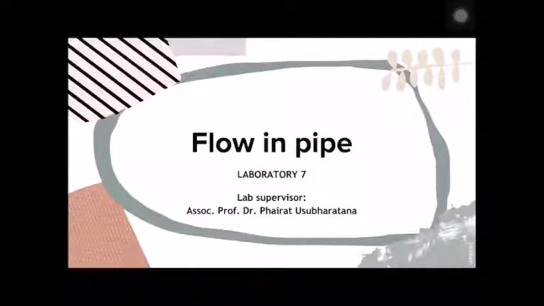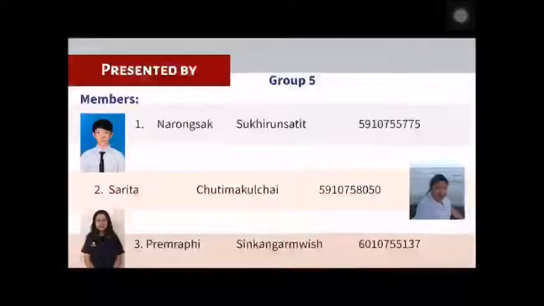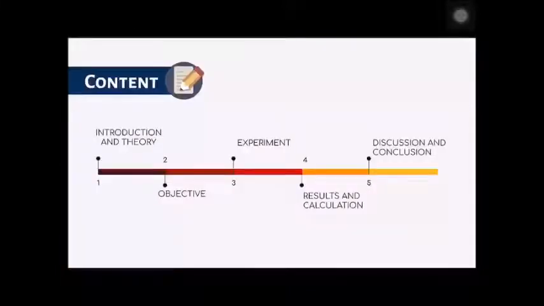Today our group is going to present about flowing pipe, laboratory 7, whose lab supervisor is Ajahn Phairat. This lab will be presented by me, Narongsak, Sarita, and Premraphi. The content consists of categories: introduction, theory, objective, experiment, result and calculation, discussion, and conclusion. So let's start with introduction and theory.